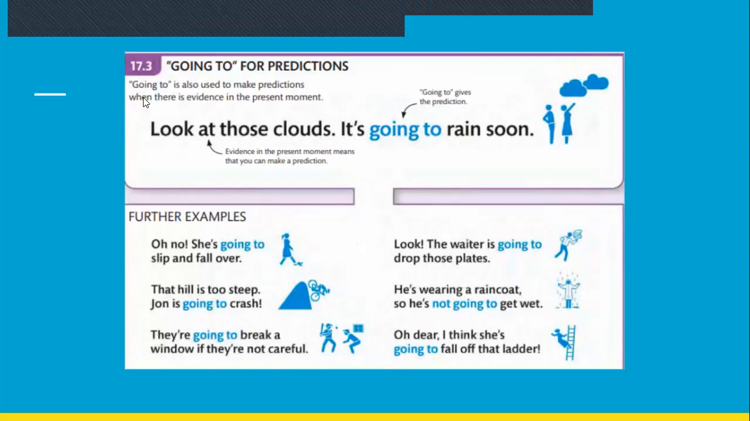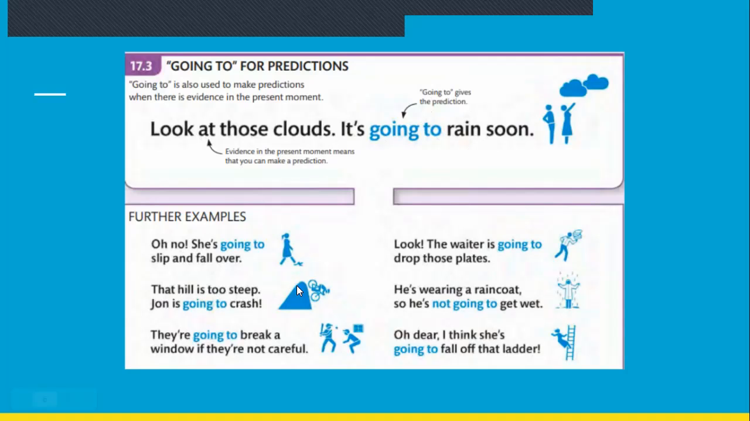Going to for predictions. Going to is also used to make predictions when there is evidence in the present moment. Look at those clouds. It's going to rain soon. So evidence in the present moment, clouds, and going to gives a prediction. Oh no, she is going to slip and fall over. This is a banana peel.